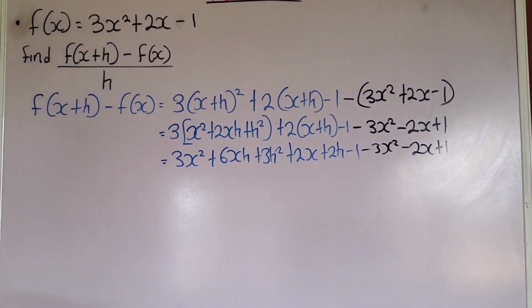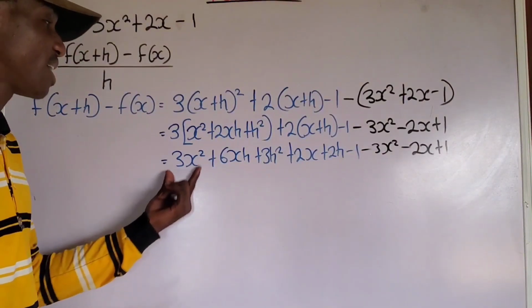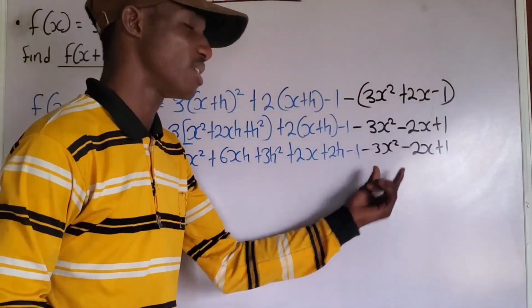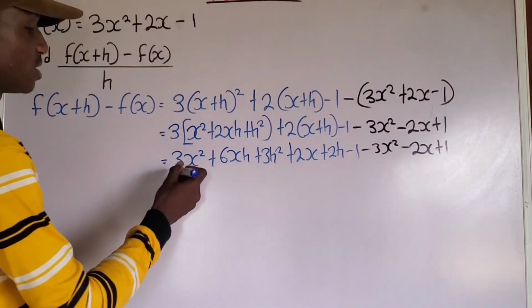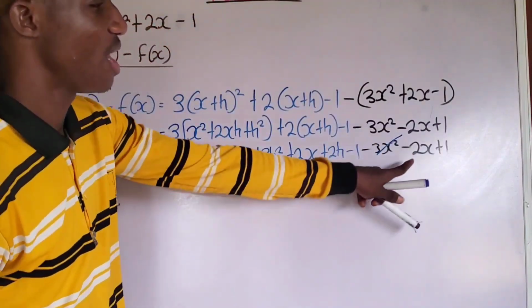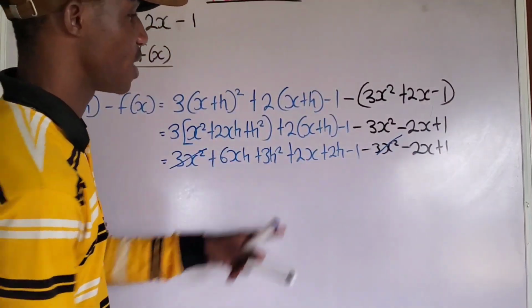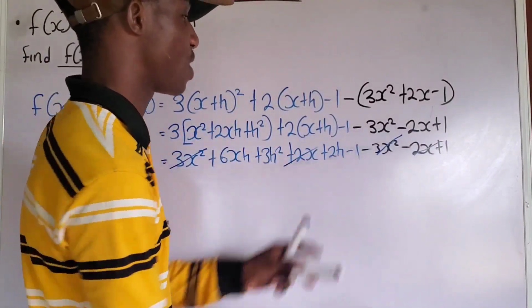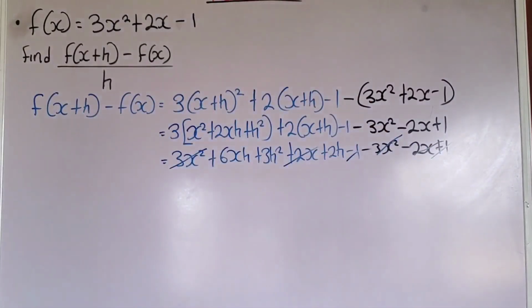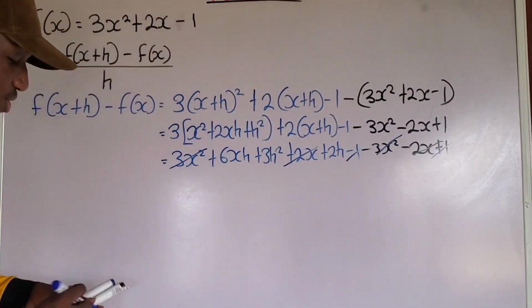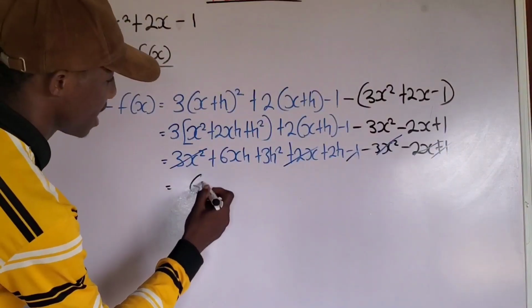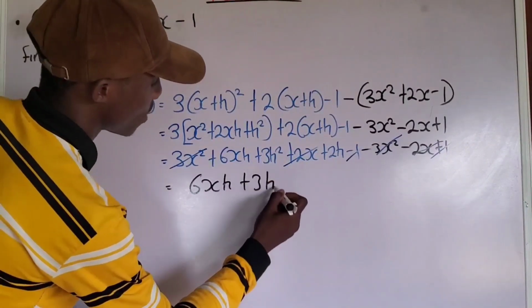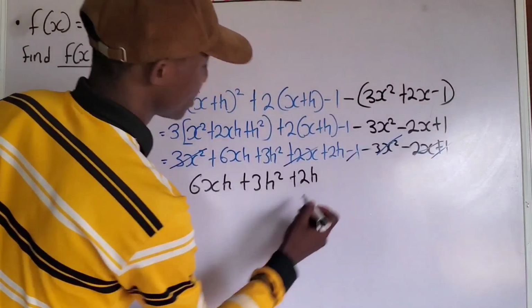Now, having simplified, the next step is that we have to collect like terms, okay? Like terms simply means adding the terms that are similar to each other. Now, you can see that we have positive 3x squared here. We have negative 3x squared here. This can cancel this. You understand? Okay? We have negative 2x. We have positive 2x. So, this can eliminate this as well. And we have positive 1 and negative 1. So, this can eliminate this. So, we are left with 6xh. You understand? I have 6xh plus 3h squared plus 2h. That is what we are left with.